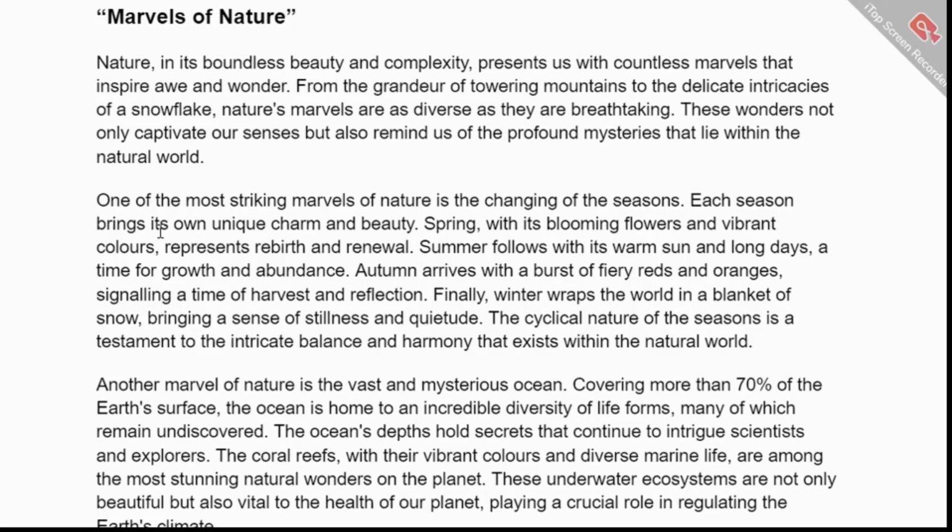Now next we move on to the body of the essay. This is where you explain your ideas in detail. So remember, each paragraph should focus on one main idea that supports your thesis. In the structure of a body paragraph, we have three main body paragraphs and a conclusion.